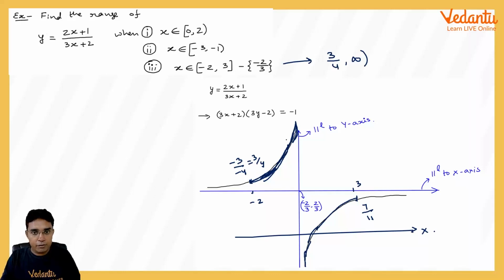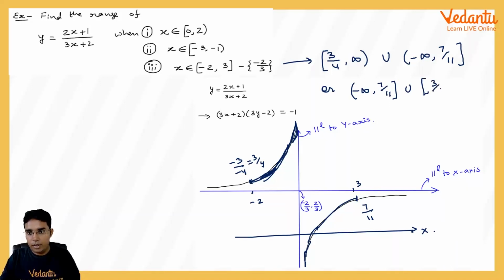At infinity we always have an open bracket, but at minus 2 I think we will have a closed bracket because they have given closed at minus 2. And similarly then this graph will be coming from minus infinity comma, and then it will go up to 7 by 11. So that is the range. You may write it in the correct way, that is minus infinity comma 7 by 11 union 3 by 4 comma infinity. So for this kind of graph you can always find the range easily by making such a diagram.